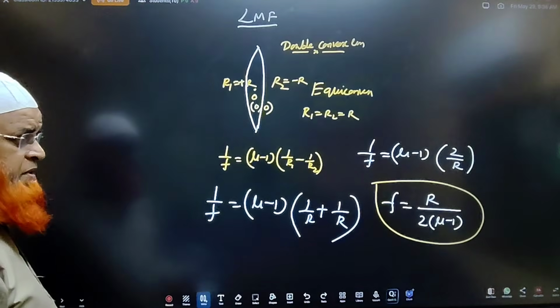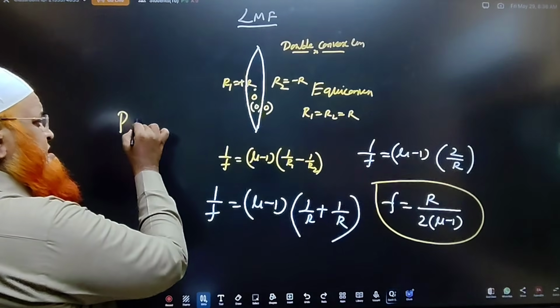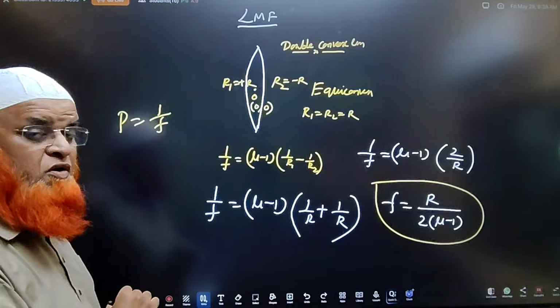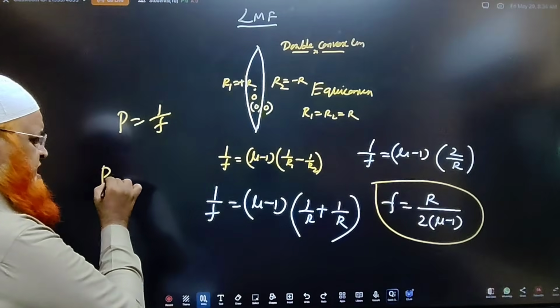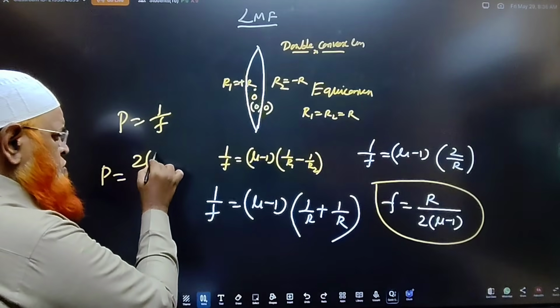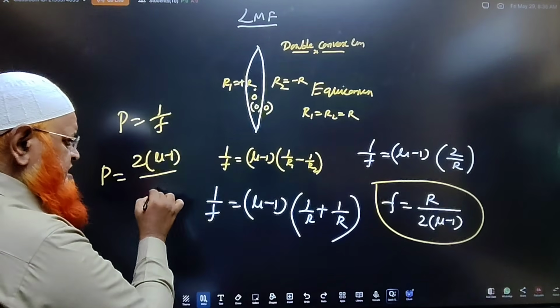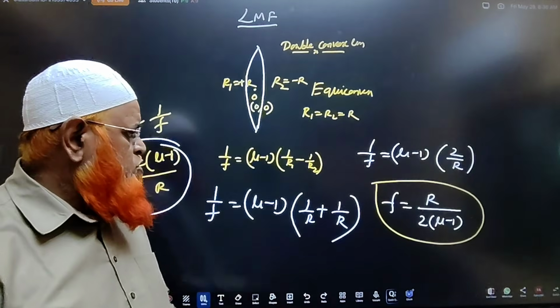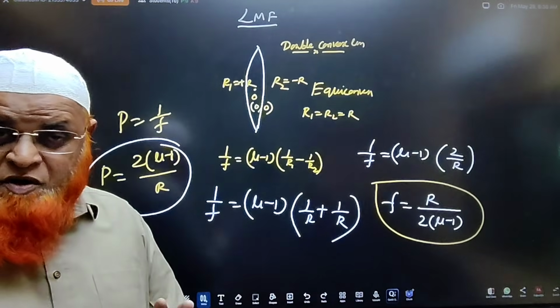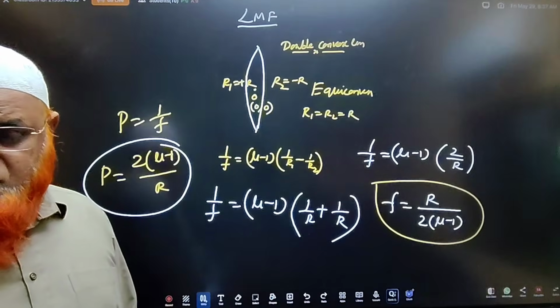Then what is the formula for power? You know power is nothing but the reciprocal of focal length. Power of a lens is the reciprocal of the focal length. So P can be taken as 2 into mu minus 1 divided by r. Is it okay? So P is equal to 2 into mu minus 1 by r is said to be the power of a lens. This is called an equiconvex lens.